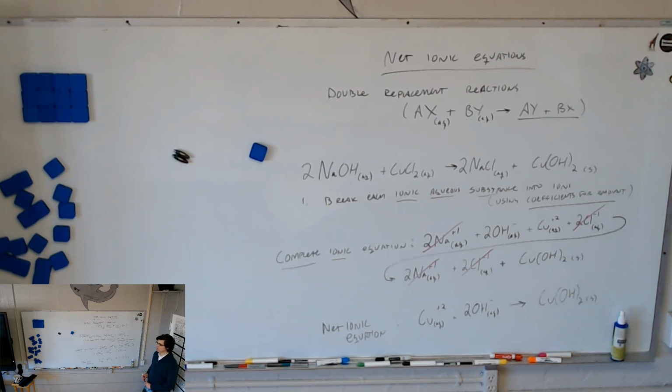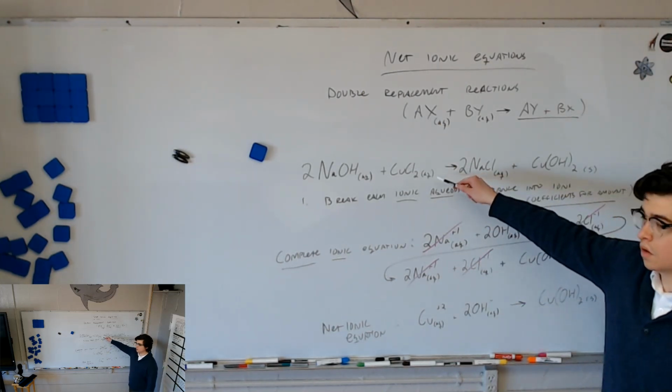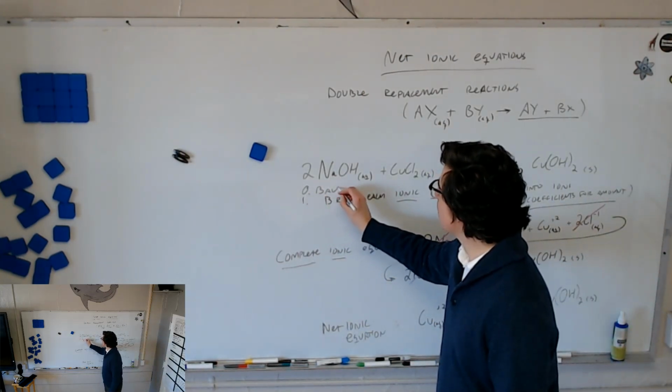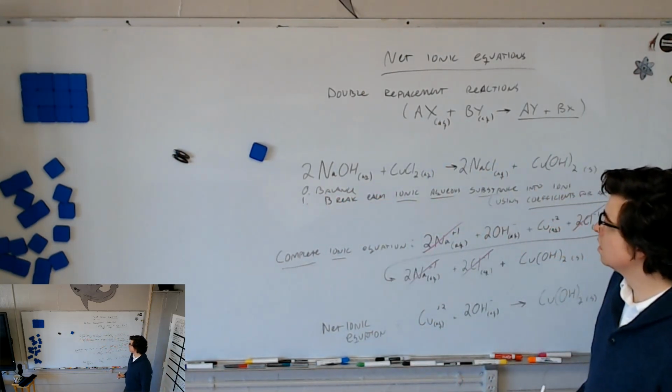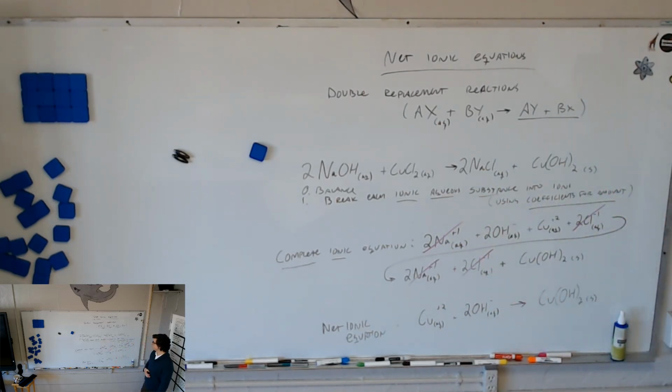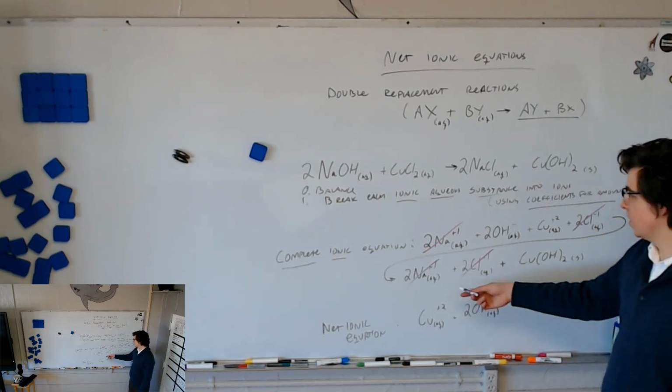So the first thing we had to do was we took our equation and we balanced it. Step 1 was we balanced the equation. Step 2 was we broke all the ionic aqueous substances into ions. And then step 3 we just cross out.